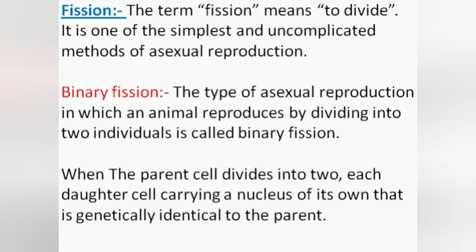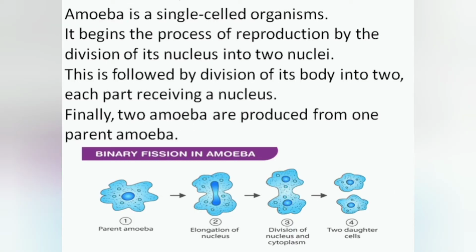When the parent cell divides into two, each daughter cell carries a nucleus of its own that is genetically identical to the parent. Now we will study binary fission through the example of amoeba. Amoeba is a single-celled organism. It begins the process of reproduction by the division of its nucleus into two nuclei. This is followed by division of its body into two, each part receiving a nucleus. Finally, two amoebae are produced from one parent amoeba. This type of division you can see in the diagram.